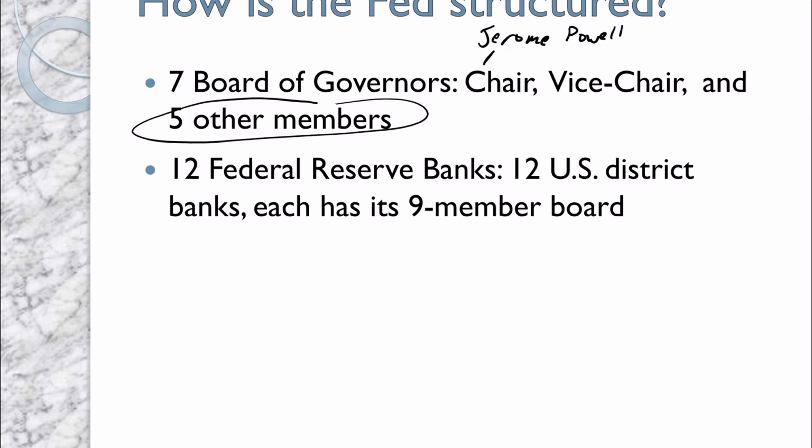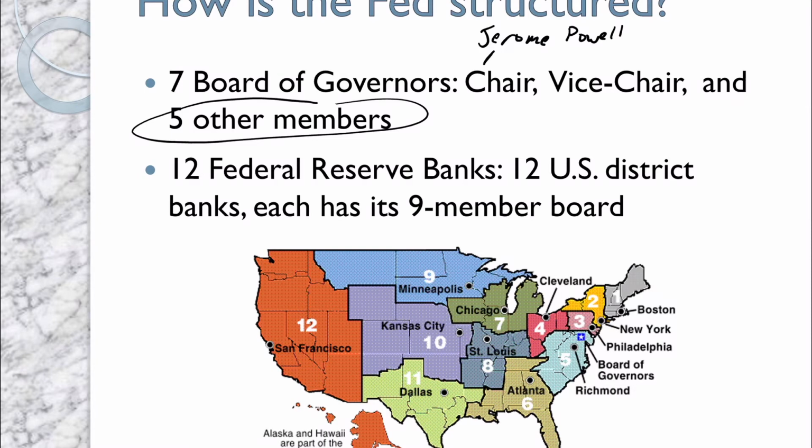So you have 12 Federal Reserve banks. These 12 Federal Reserve banks are spread across regional lines. Within these 12 Federal Reserve banks, you have these 12 U.S. district banks. Each of them has a 9-member board. So you can see that we have 12 different districts spread upon the old regional lines. And within each of these districts, you also have branches. Looking at Ohio here, the Federal Reserve Bank in Ohio would be in Cleveland, but there's also a branch in Cincinnati.